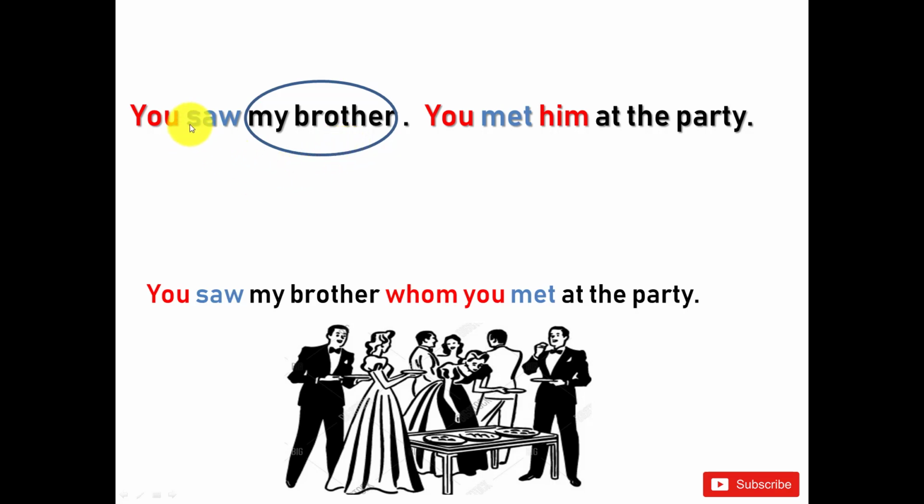Okay, where is the subject in the first sentence? Good, it is "you". What is the verb? In the second sentence, where is the subject? It's "you", right? The verb is "met". And "him" here represents my brother, right? So we use "whom" because my brother is the object, not the subject. My brother here is "him", the object of the sentence, not a subject.